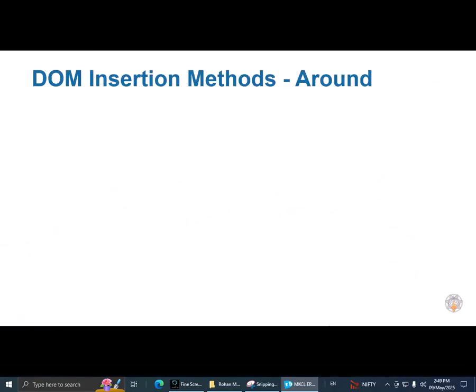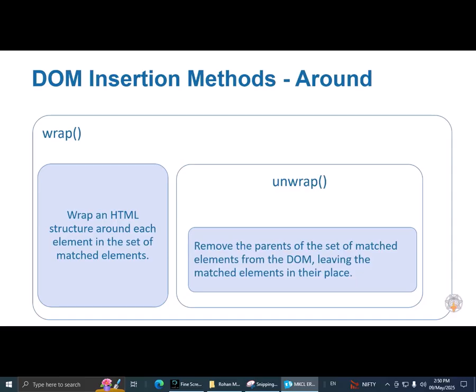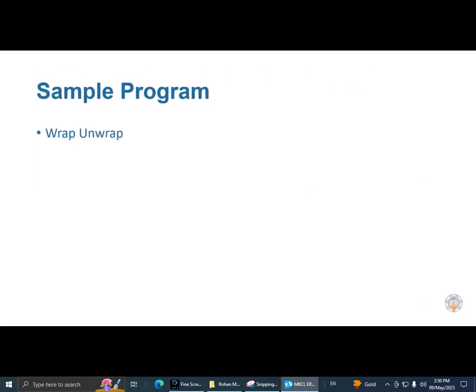Now let us look at the DOM insertion method around the existing content. There are two methods, wrap and unwrap. Wrap method wraps an HTML structure around each element in a set of matched elements. Unwrap method removes the parent of the set of matched elements from the DOM, leaving the matched elements in their place. Let us see a sample program for this.